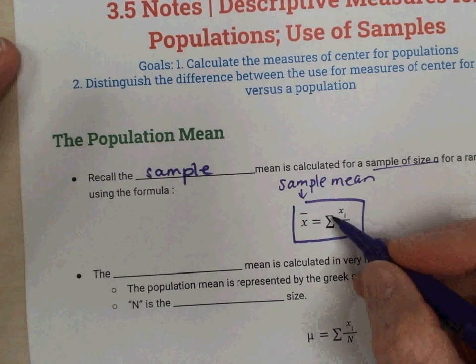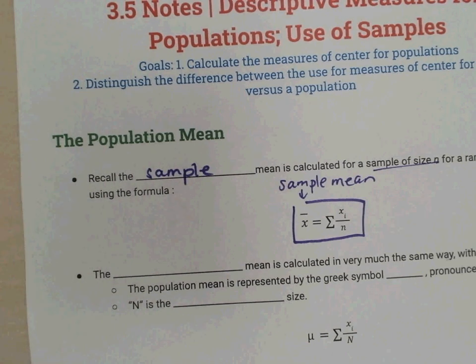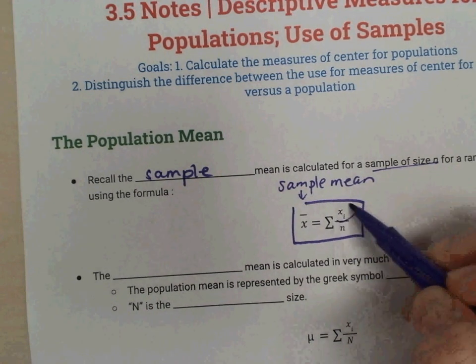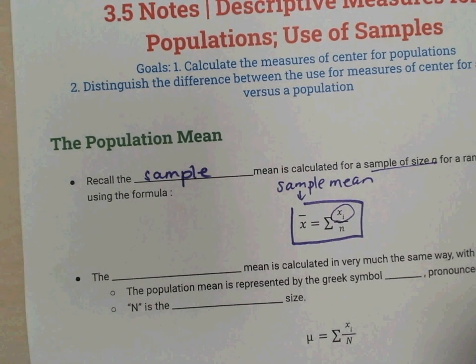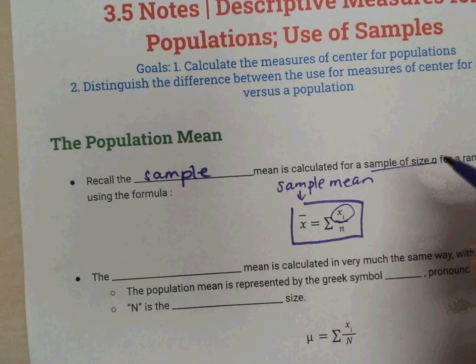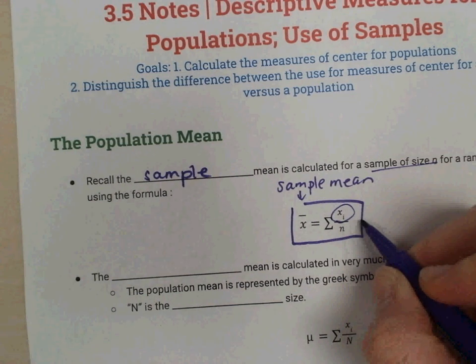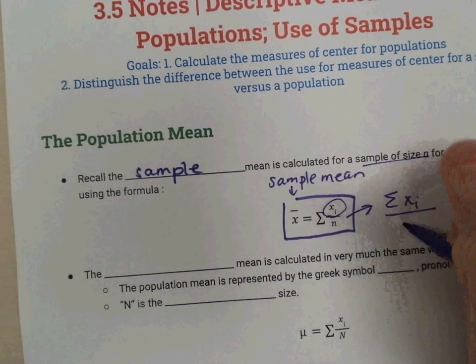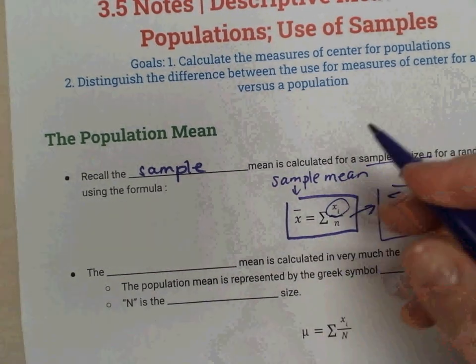Add up all of the values in your data set and then divide by how many there are. This is written a little incorrectly with my trying to use the math text in Google Docs, so let's go ahead and rewrite it. The sum of all the x values divided by n.